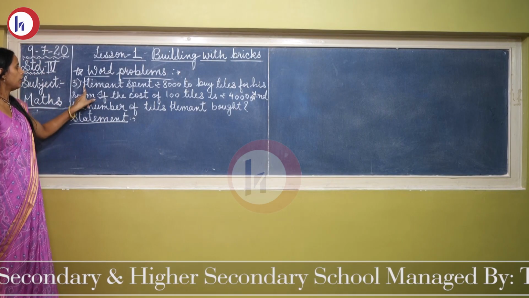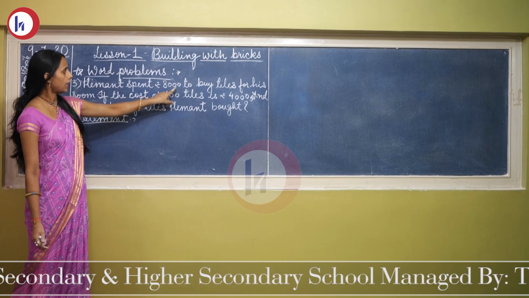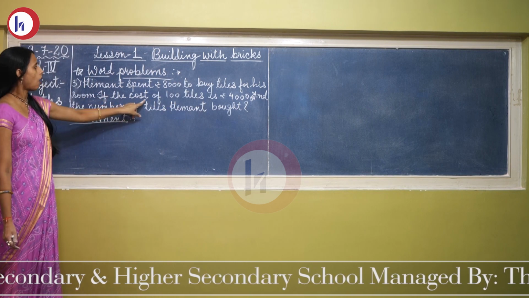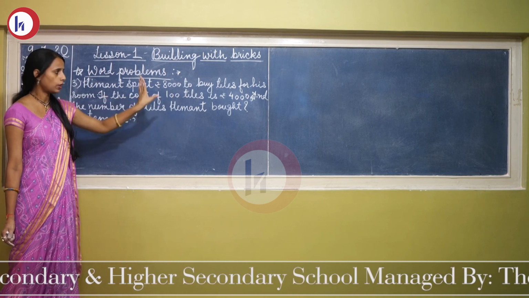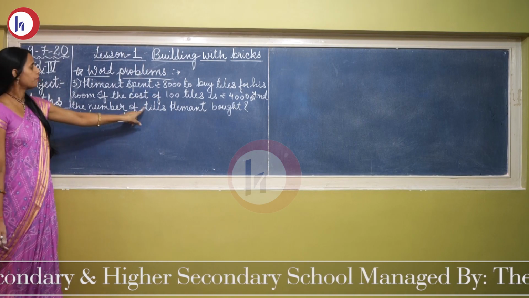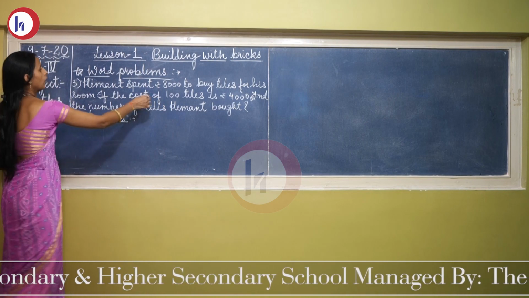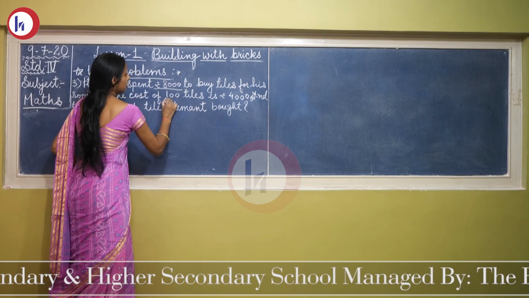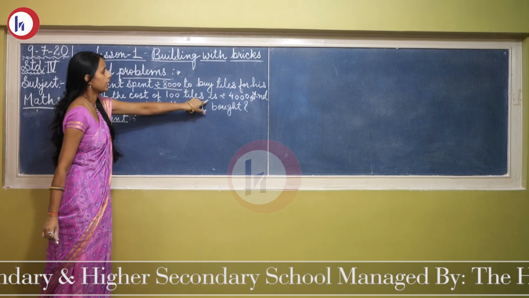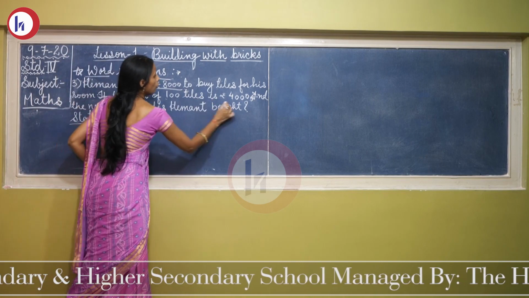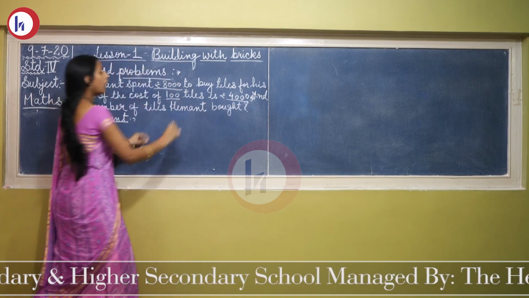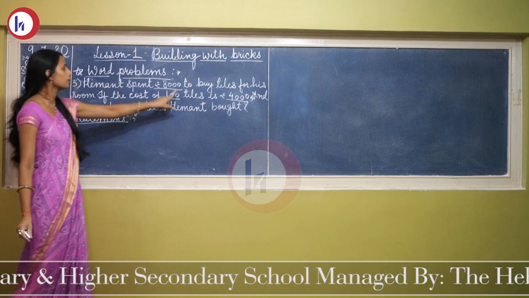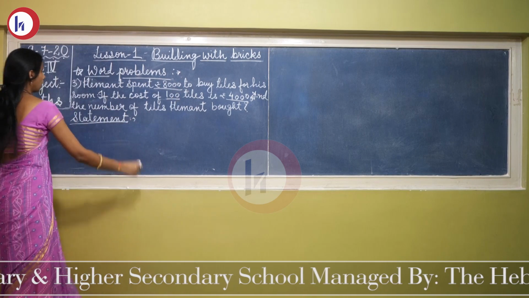Next question, number three. Hemant spent rupees 8,000 to buy tiles for his room. If the cost of 100 tiles is rupees 4,000, find the number of tiles Hemant bought. Here, rupees 8,000 he spent, and the second information, 100 tiles is rupees 4,000. So 4,000 rupees is for 100 tiles. So first, we have to find out one tile's cost.